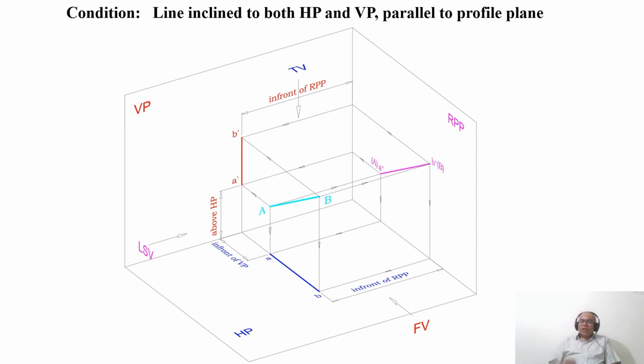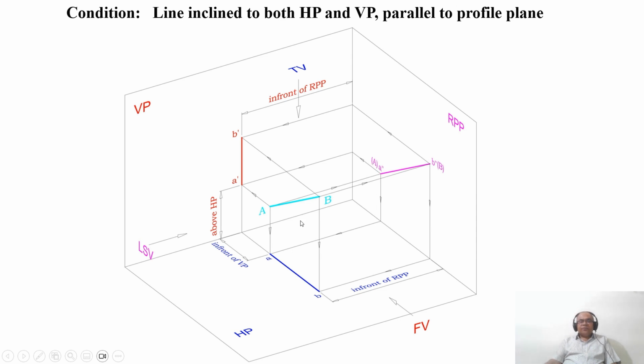But why is it not parallel? If it is, why is it not parallel to VP? Because when it is parallel to VP, in HP I should get a point. But if you see here, in HP you are getting a vertical line. Therefore, the line is not perpendicular. So obviously, it has to be inclined. So you can see that the line is inclined to VP.